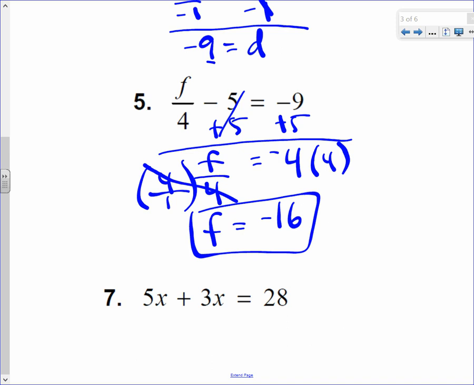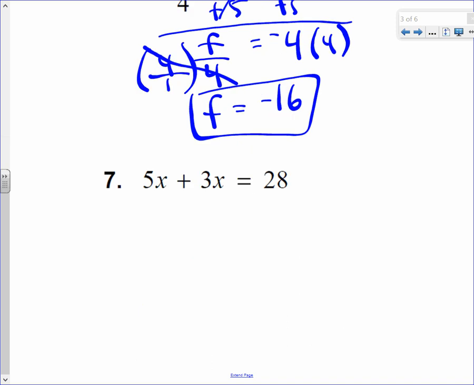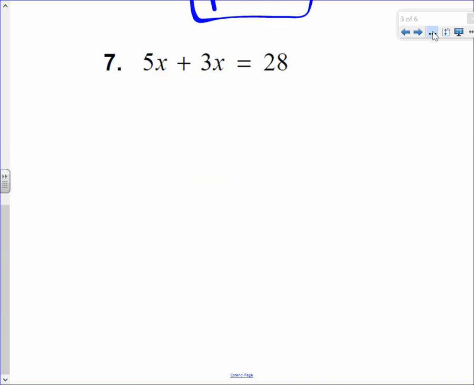Let's do number 7. Any questions on number 5? Let's do this. Martinez, can I simplify anything on the left or the right? Yeah. Nice. What would I simplify? Beautiful. It becomes 8x. Awesome.